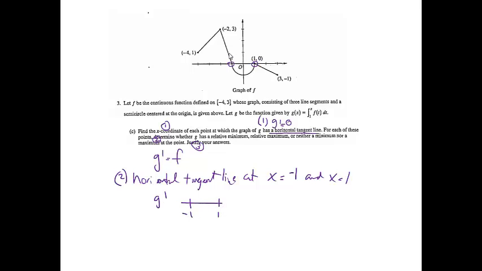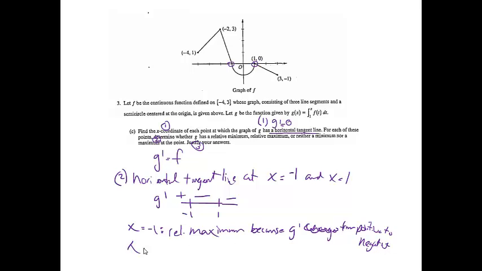-1 and 1. Before -1, this graph is above the x-axis, so g prime will be positive. Between -1 and 1, it's negative, because it's below the x-axis, and after 1 it's also below the x-axis, so it's negative. So it does tell me for each of those points, at x equals -1, I will say that there is a relative maximum, and we definitely don't want to abbreviate when we're on the test, because g prime changes sign. Well, actually it doesn't just change sign, it changes from positive to negative.